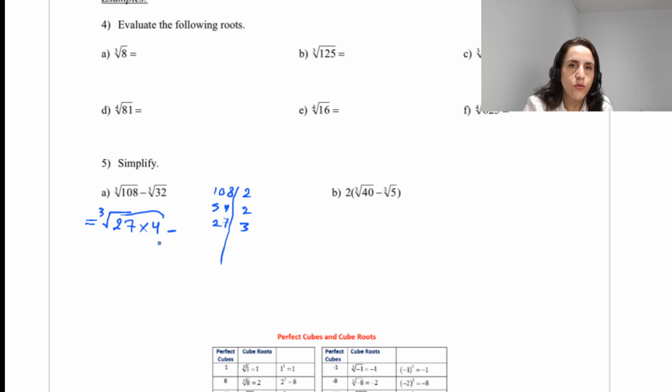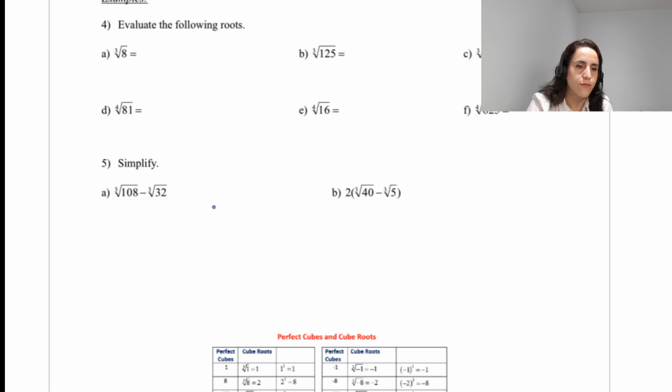How about 32? What can I write for 32? I didn't like this one. I didn't write it in the proper way. I'd like to write it in a better format.